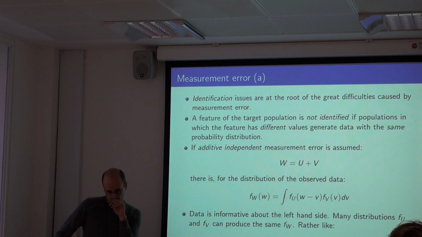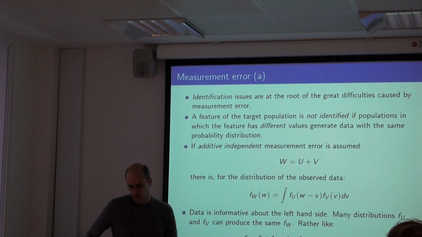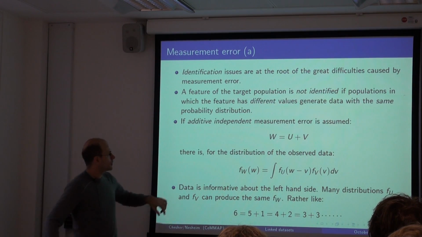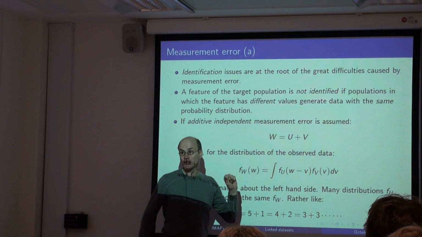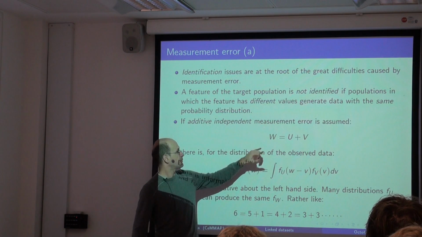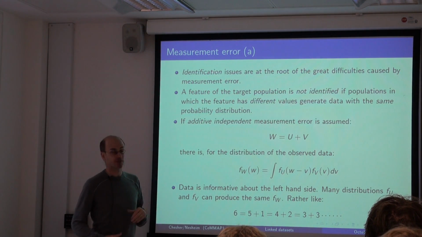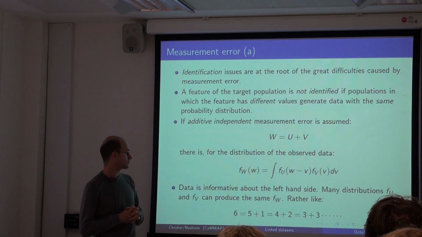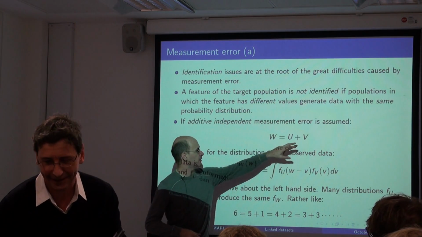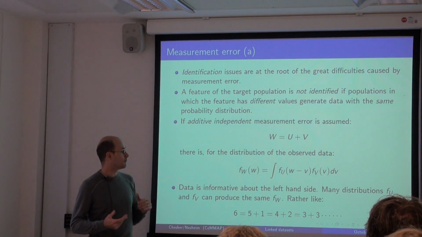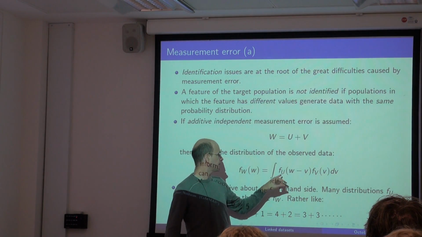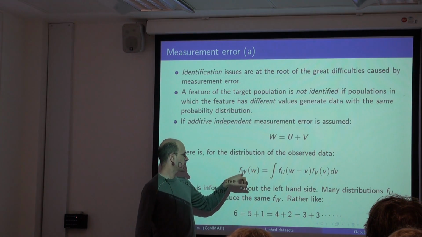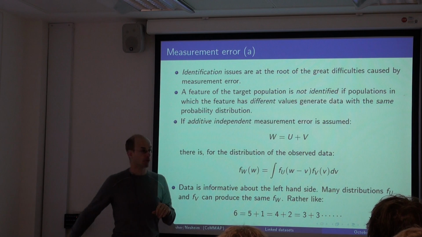Measurement error. So just some basics on measurement error. Suppose U is the true variable we're interested in, but we observe W. In the simplest case, W is equal to U plus V, where V is measurement error. Classical measurement error is statistically independent of U, and so the relationship between the density of W and the density of U is given by this integral equation.